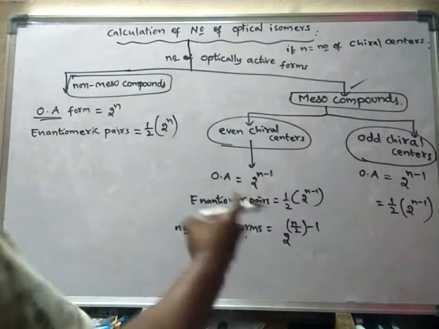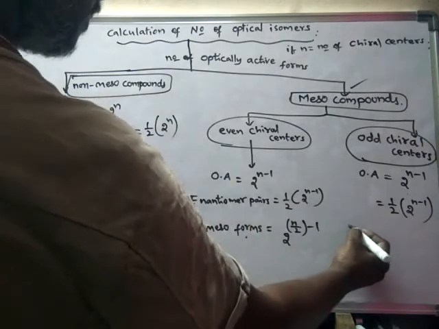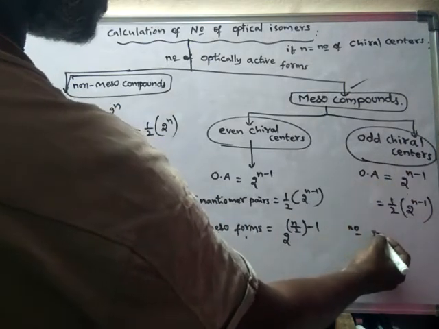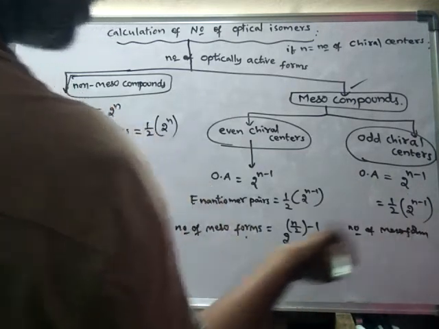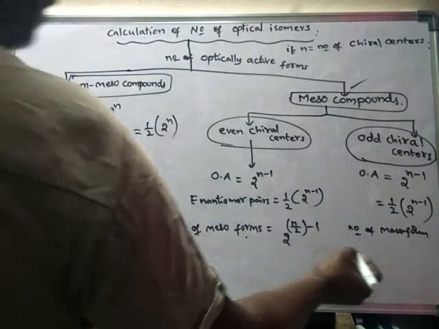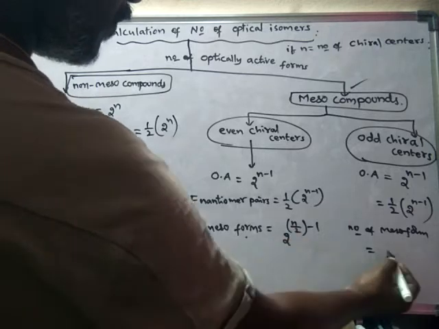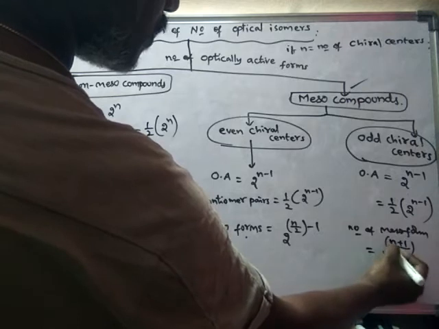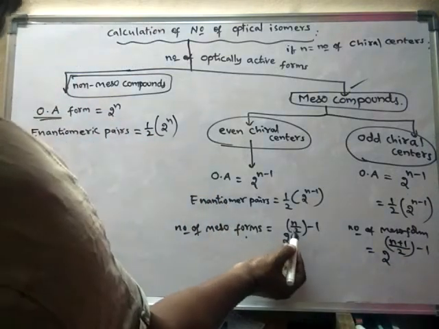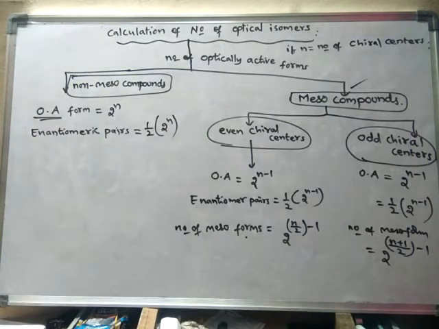We will see some examples of this. Next, the number of meso forms when odd chiral centers are present. For even it is n by 2, and for odd it will be n plus 1 by 2. The rest of the things are the same, so instead of n by 2 we write n plus 1 by 2. The rest of the formula will be the same in both cases.